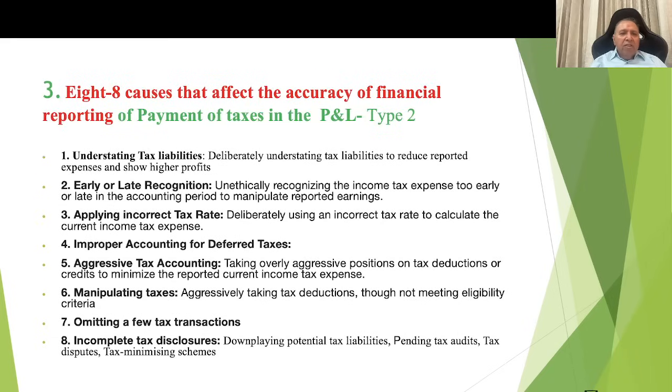8 causes that affect the accuracy of the financial reporting of payment of taxes in the P&L account. Understating the tax liabilities, deliberately understating tax liabilities to reduce the reported expense and show higher profits. Early or late recognition, unethically recognizing the income tax expenses too early or late in the accounting period to manipulate reported earnings. Applying incorrect tax rates, improper accounting for deferred taxes. Aggressive tax accounting, this means taking overly aggressive positions on tax reductions or credits to minimize the reported current income tax expenses. Manipulating taxes, aggressively taking tax reductions though not meeting eligibility criteria.